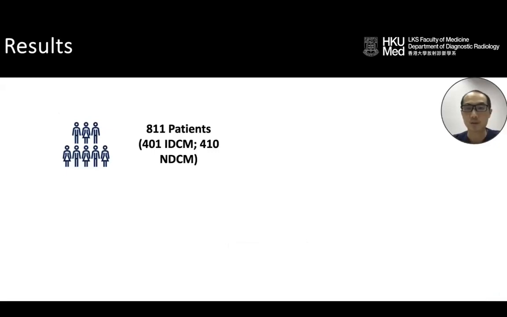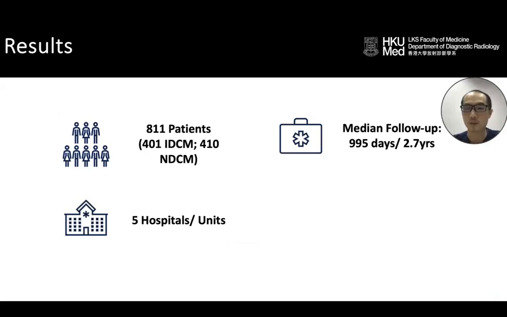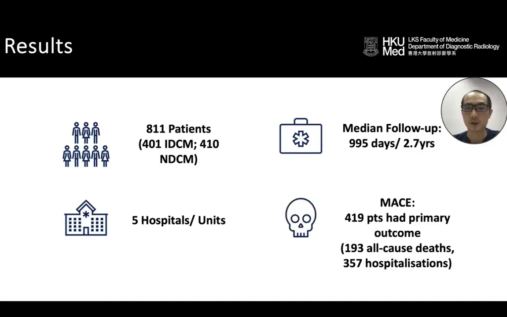In terms of results, as mentioned, we had 811 patients across 5 units, and the median follow-up period was about 995 days, which works out to roughly about 2.7 years. So we had a total of 419 patients with major adverse cardiovascular events, which I've abbreviated to MACE. Please note that the total number of MACE events doesn't equal the deaths and the hospitalizations combined, because some patients had both events.